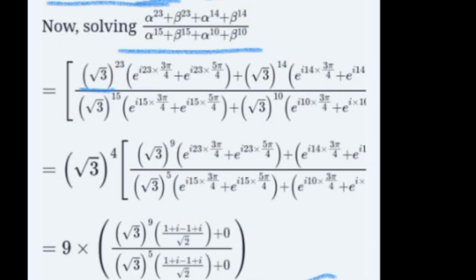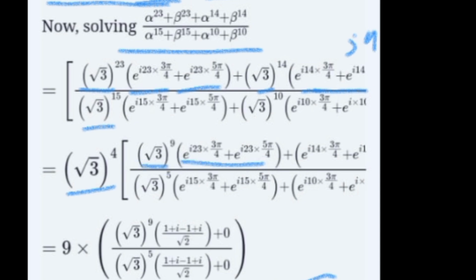This is root 3 power 23 e power i 23 into 3 pi by 4 plus e power i 23 into 5 pi by 4 plus root 3 whole power 14 is common. So now e power i 14 into 3 pi by 4 plus e power i 14 into 5 pi by 4. Now here root 3 power 14 is common. Here in the denominator root 3 power 10 is common. So root 3 power 10 cancels and root 3 power 4 remains. So now remaining root 3 power 9.